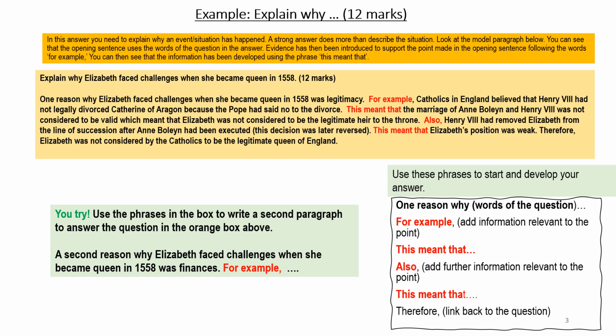The first thing you're going to do when you see this question is to underline the key words of the question. And that's really important because it helps you to identify the topic that you're going to have to write about. And the most common mistake that students make is to write about the wrong topic. So highlight or underline the key words of the question first.